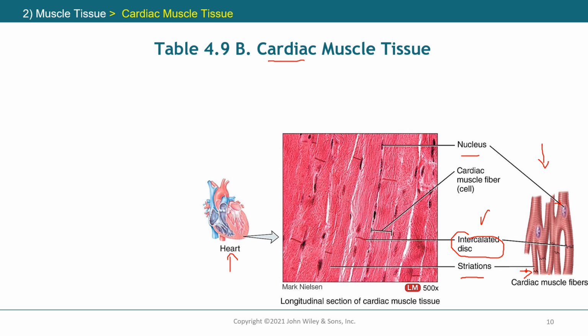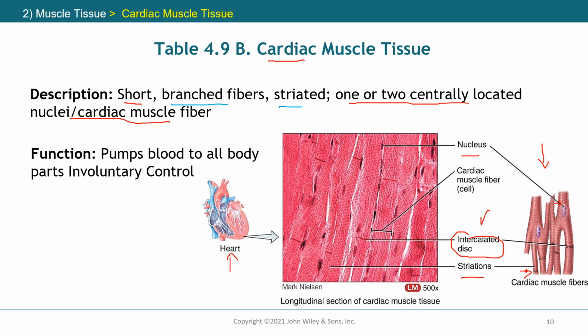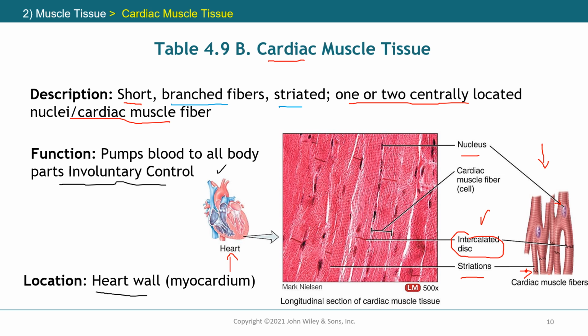So let's recap. I told you there are some similarities and some differences. The differences are that it's short and that there are one or two centrally located nuclei in the fibers. The similarities are that it is still branched and is striated. In addition to that, I told you that the function is pumping blood to all parts of the body and that there is involuntary control. And finally, I told you that the location is the heart wall, that is the myocardium.